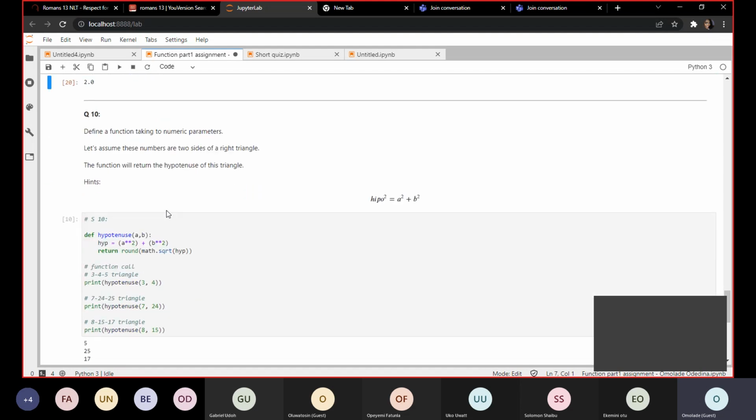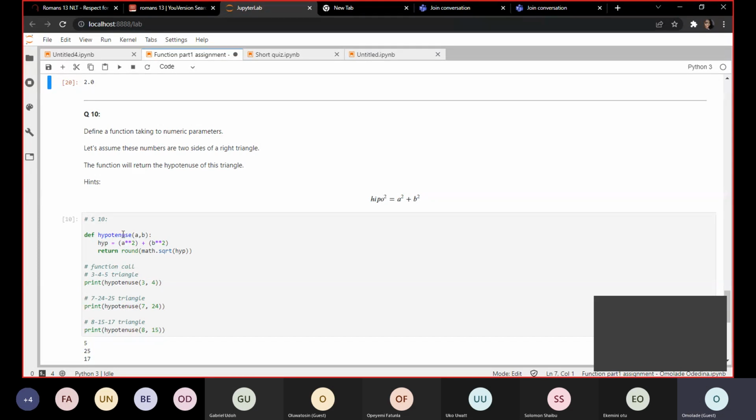All right, now to question 10. Define a function taking two numeric parameters. Let's assume these numbers are two sides of a right angle. The function will return the hypotenuse of this triangle. So, basic maths: hypotenuse square equals opposite square plus adjacent square, where the hypotenuse is the longest side of a right angle triangle.